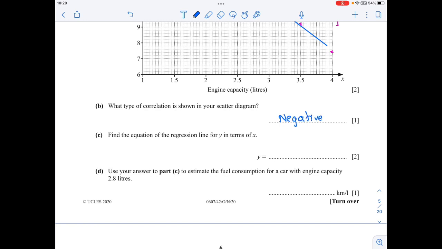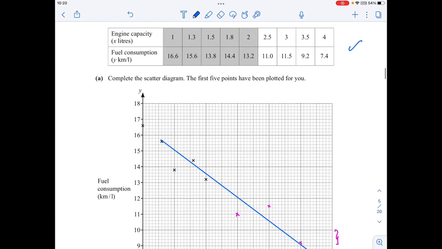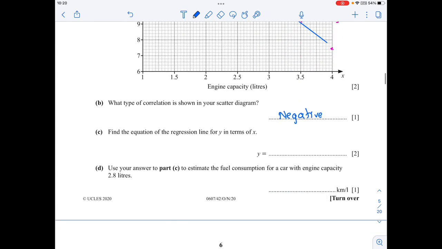Then find the equation of the regression line. When you plot it out in the graphing calculator and use it, you will be getting the answer negative 2.84x plus 19.